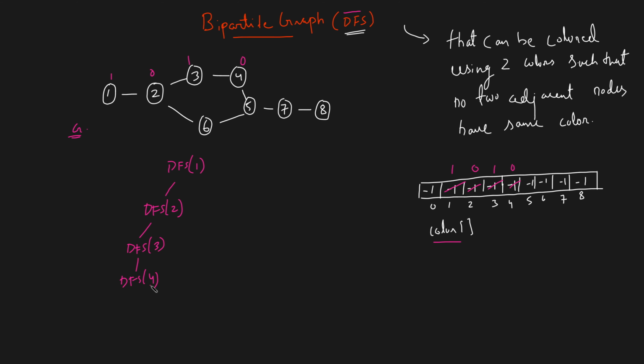Now when you go to 4, it checks its adjacent nodes. One of the adjacent is 3 for 4. It is having the opposite color. So it's absolutely fine. And the other adjacent node is 5, which has not been colored. So color it with the opposite color. And once you have colored it with the opposite color, what you do is you move on. Yes, you move on to the DFS of 5. So let's call the DFS of 5.